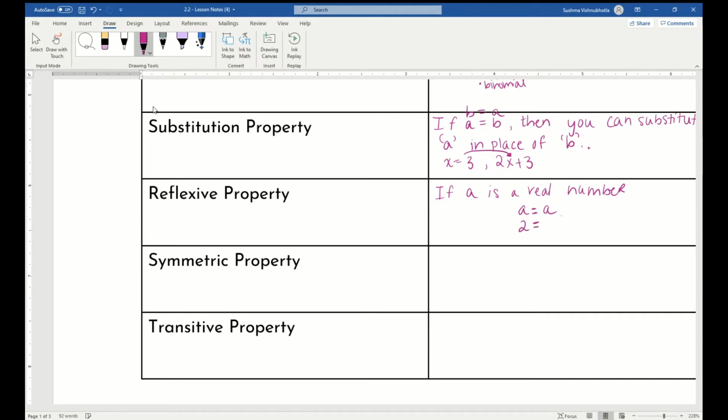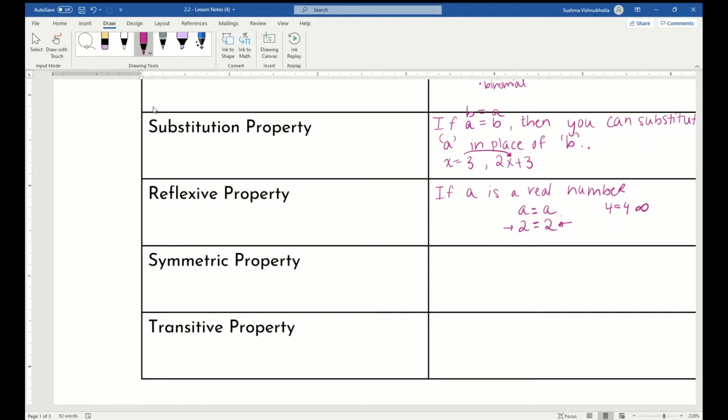So you probably have seen it when you're checking your solutions, like when you solve for x and you have to go back and check, and you get the same number on both sides. That's the reflexive property. When you're solving an equation and the variables cancel out and you're just left with two numbers on both sides of the equation, that means there's an infinite number of solutions.